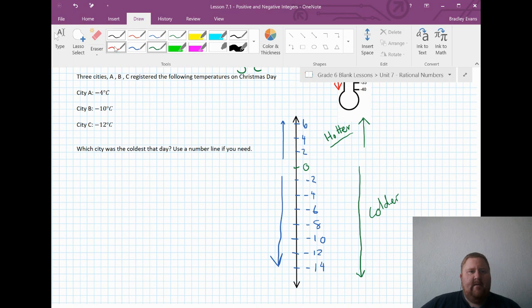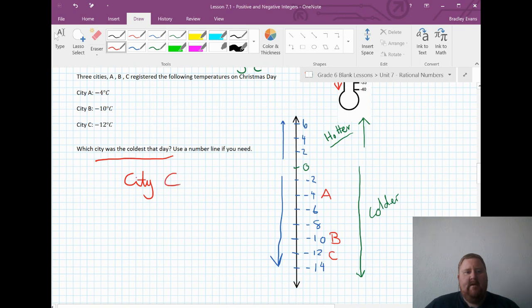So let's go ahead and put our cities on. City A was at negative 4 degrees. City B was at negative 10. And City C was negative 12. Here are our cities. So really easily, our number line has helped us to determine which city was the coldest that day. It was city C, because it is the furthest away from zero in a negative direction. We could say that city A was warmer than city C on Christmas Day.